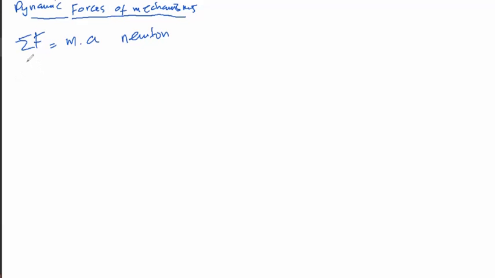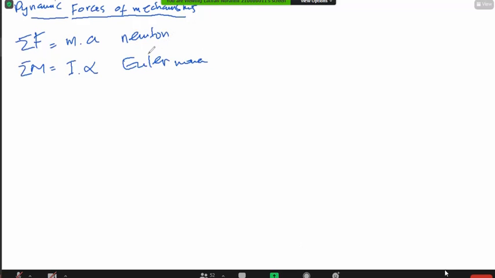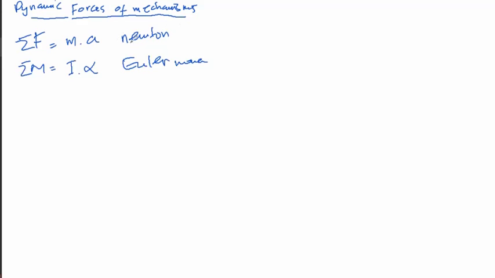And then we are also using Euler moment, which is sigma moment equal to I times alpha. We call it Euler moment because Newton proposed only for linear motion. So this combination, we call it the Newton-Euler method.